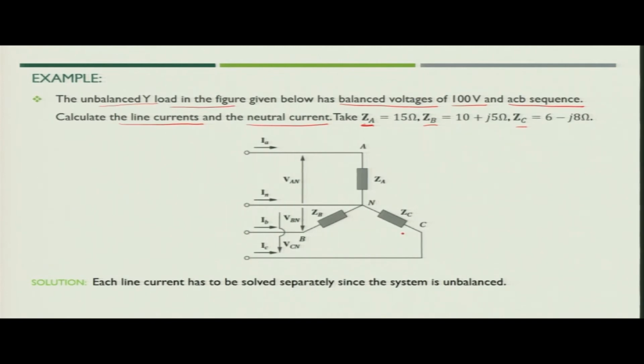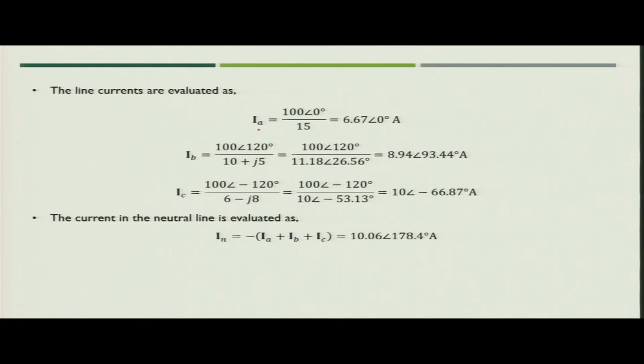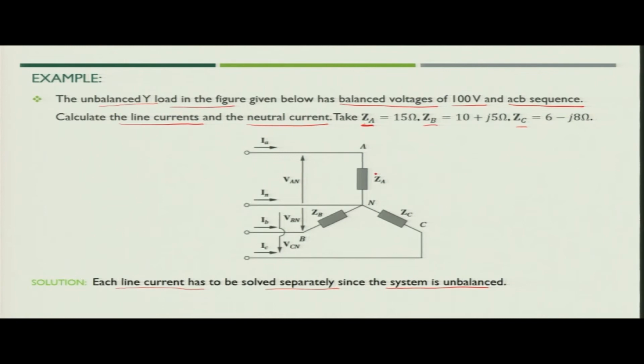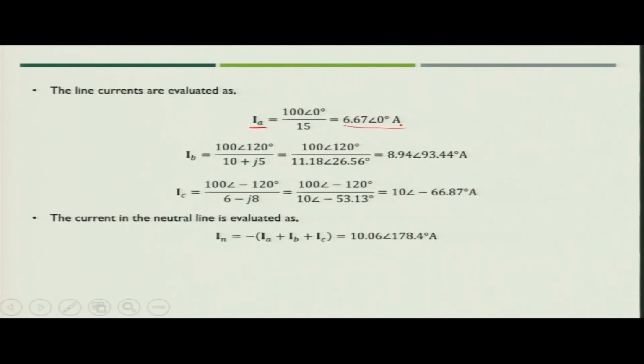So, if you see this particular star connected load, ZA, ZB, ZC are not equal. So, that means we have to solve for line current separately because the line currents are not equal and the system is unbalanced. So, what we will calculate for IA, the value of line current, will be the voltage across the load, that is 100 angle 0, divided by 15, that is the value of impedance ZA. We get the value of line current IA, that is 6.67 angle 0 degree.